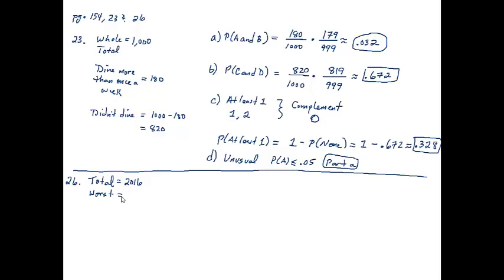A total of 242 said he was the worst, which means how many are saying he is not the worst? So we're going to do 2016 minus 242. And we get 1,774.